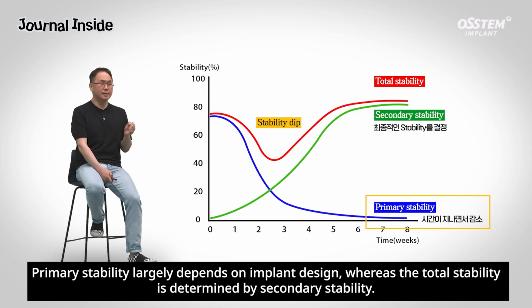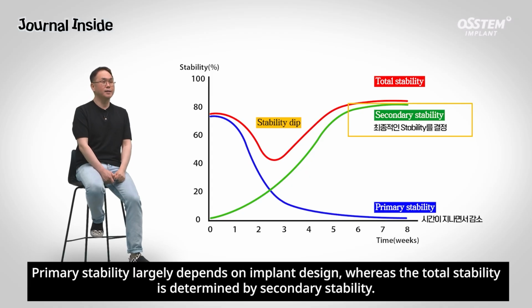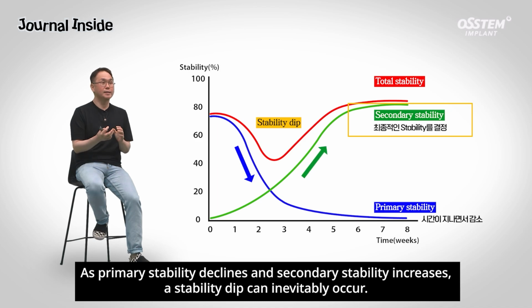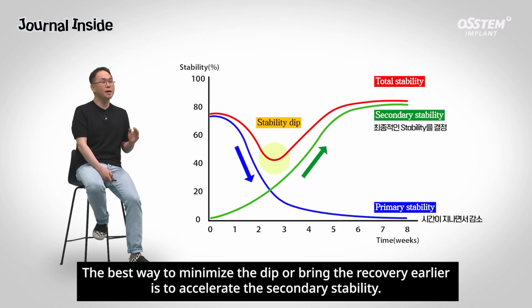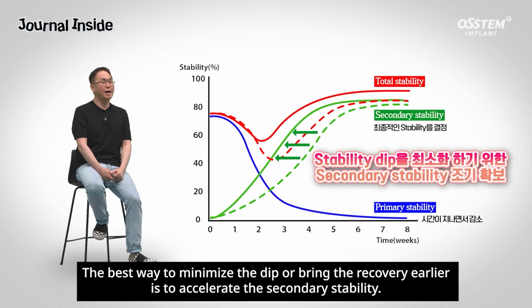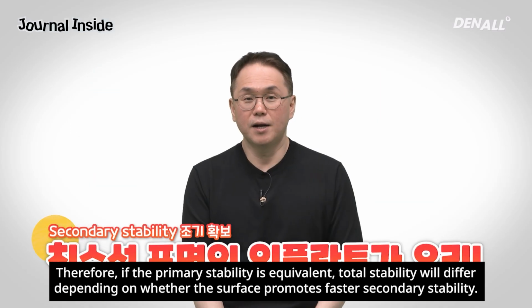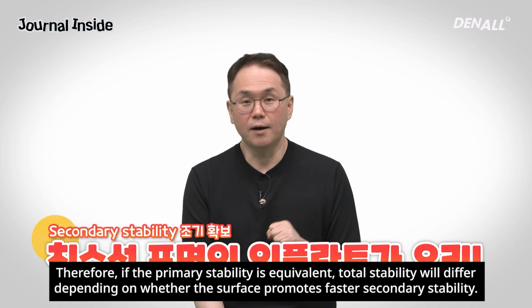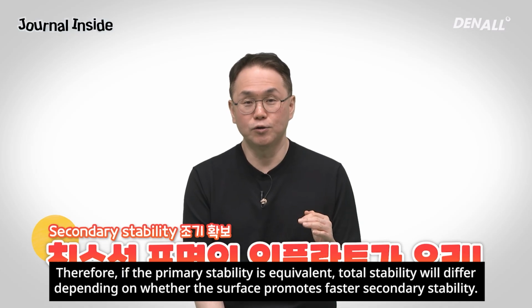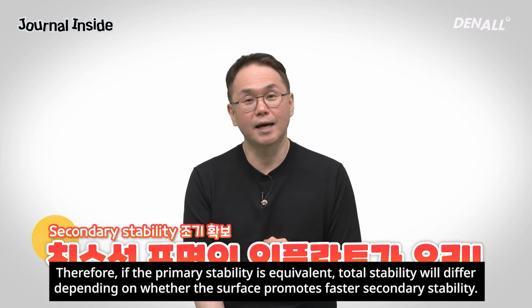Primary stability largely depends on implant design, whereas the total stability is determined by secondary stability. As primary stability declines and secondary stability increases, a stability dip can inevitably occur. The best way to minimize the dip or bring the recovery earlier is to accelerate the secondary stability. Therefore, if the primary stability is equivalent, total stability will differ depending on whether the surface promotes secondary stability.